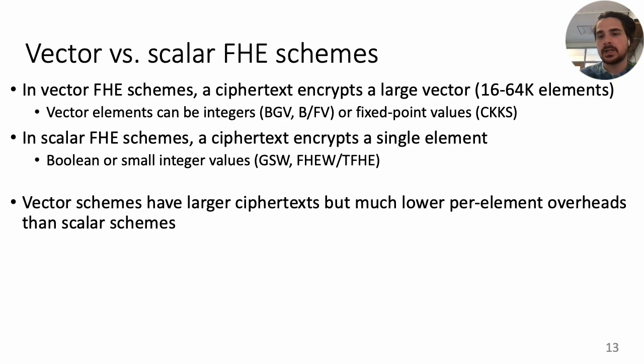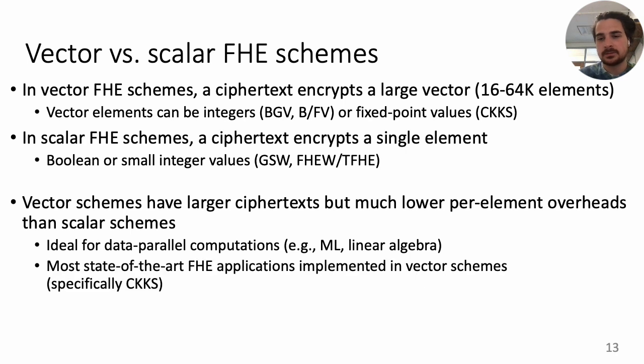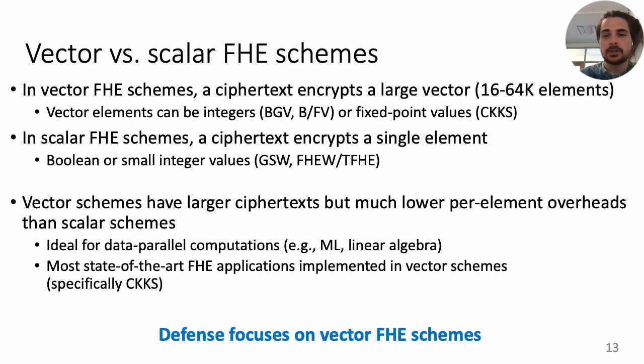Vector schemes have larger ciphertexts, but much lower per element overheads compared to scalar schemes. This makes them ideal for data parallel computation, like machine learning and linear algebra. Most state-of-the-art FHE apps are implemented in vector schemes. My research and this defense focuses on vector schemes and the CKKS scheme in particular. While the data types that different vector schemes use are different, their actual implementation is pretty similar. So most of what you'll hear applies to all vector schemes. Okay, let's now go over FHE's interface and implementation in that order.